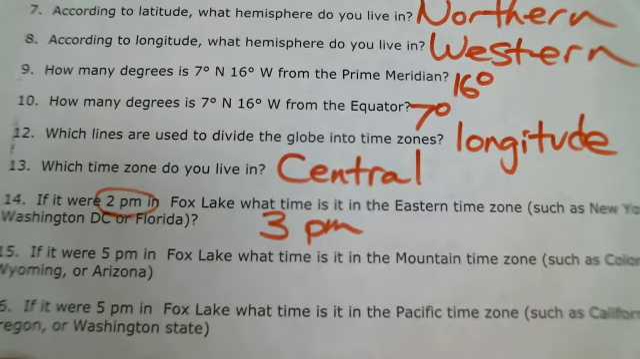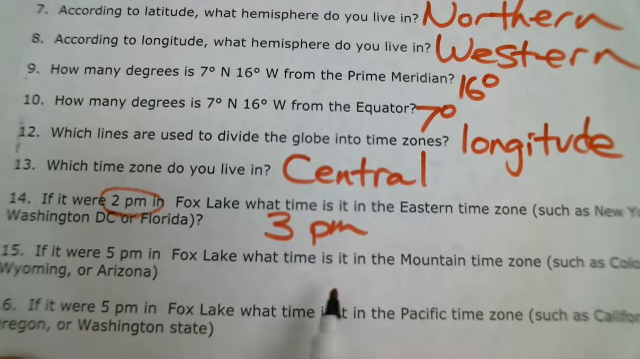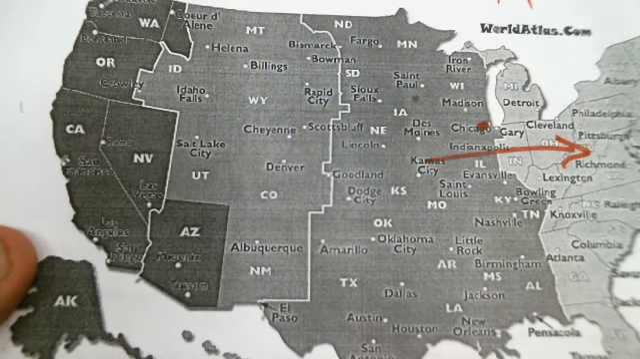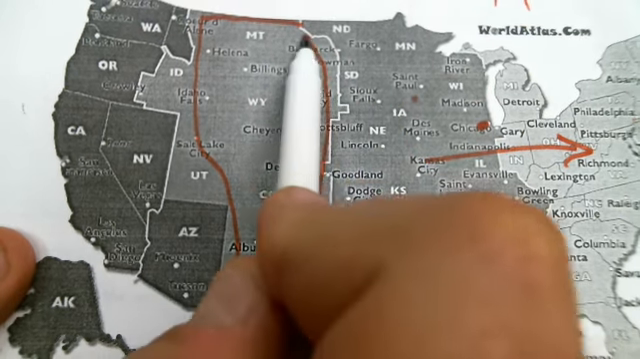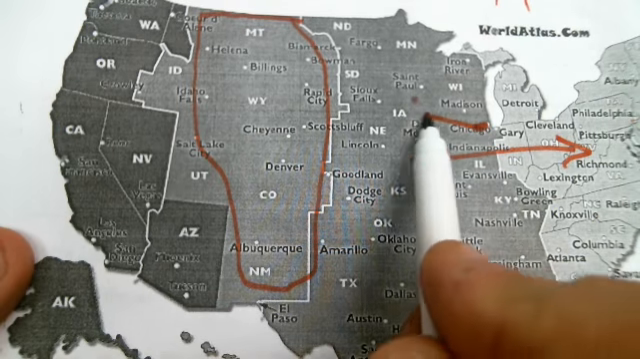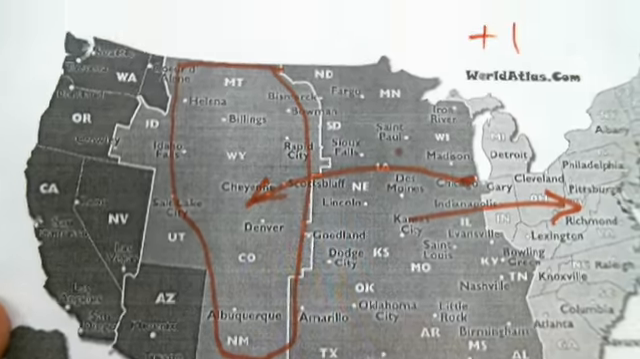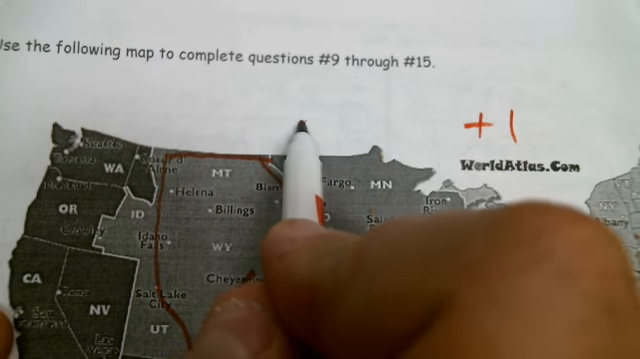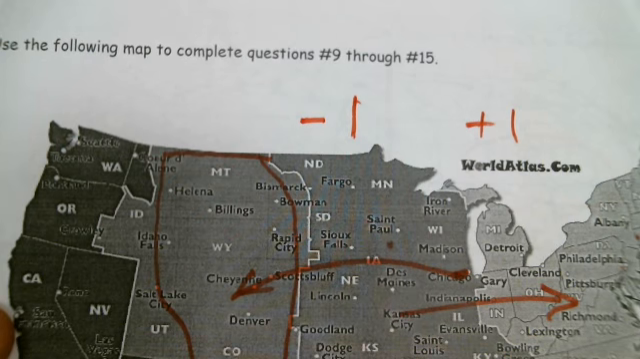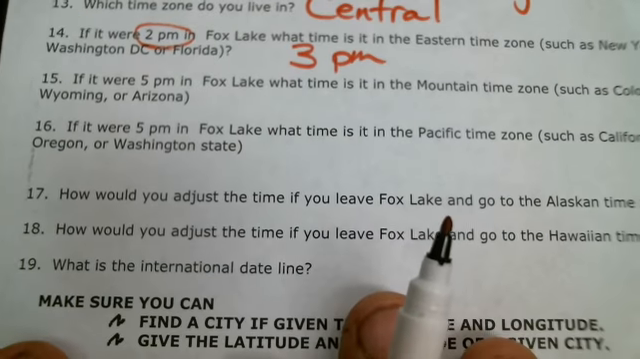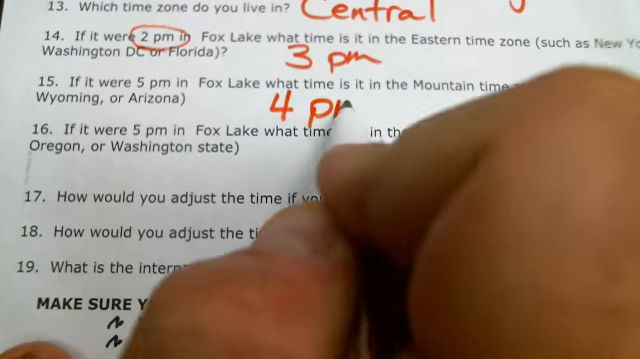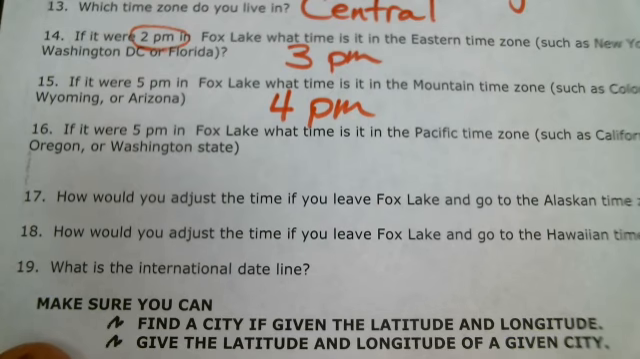Number 15. If it were 5 p.m. in Fox Lake, what time is it in the mountain time zone, such as Colorado, Wyoming, Arizona? Okay, here is the area for the mountain time zone. We are here, so going over to the mountain time zone is to the left one time zone away. So going to the left is minus, and we're going over one step. So we're going to subtract off 1 hour from our time. So number 15, we're starting off at 5 p.m. in Fox Lake. Subtract off 1 hour, so that's 4 p.m. in all of the mountain zone.